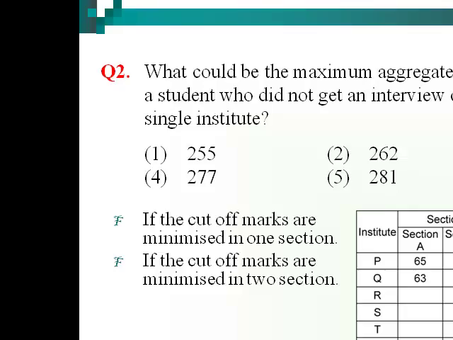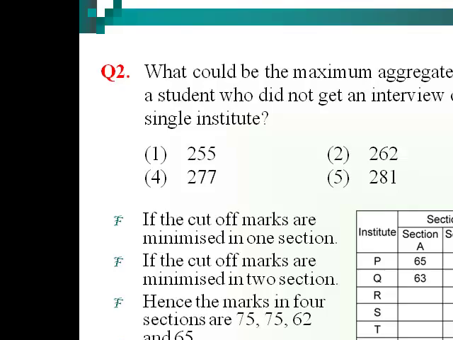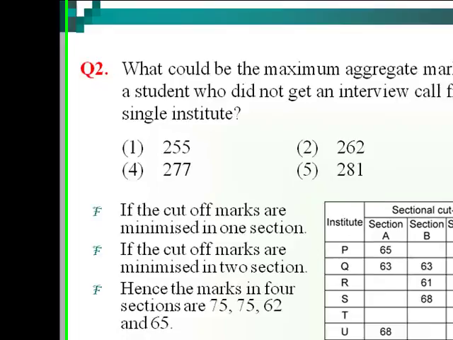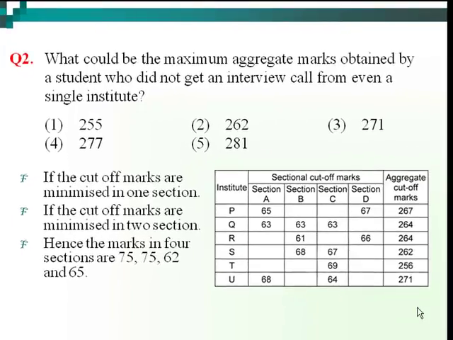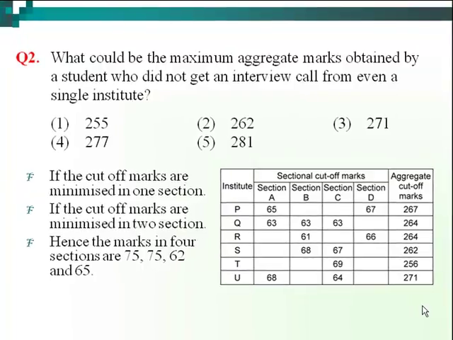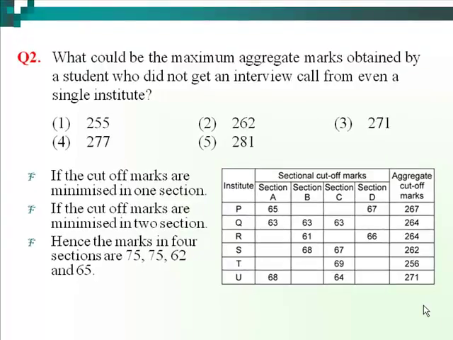To maximize the score, let us maximize the score in section A and B, that is 75 and 75 each, whereas in section C, since the candidate is getting 62 marks, all the 4 colleges reject him. Now in section D, let us assume the candidate got 65 marks, so the remaining 2 colleges are rejecting. Altogether, the 6 colleges rejected the candidate who got 75 in section A, 75 in section B, 62 in section C, and 65 in section D. The aggregate comes to 277.